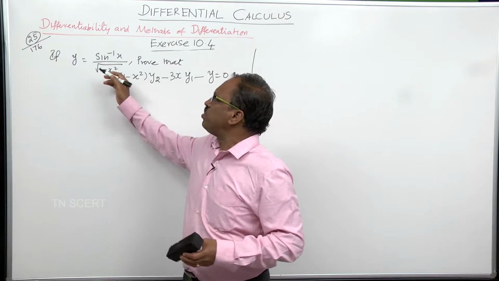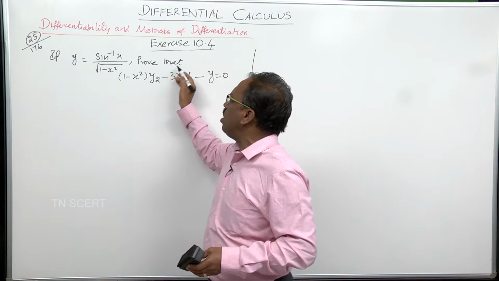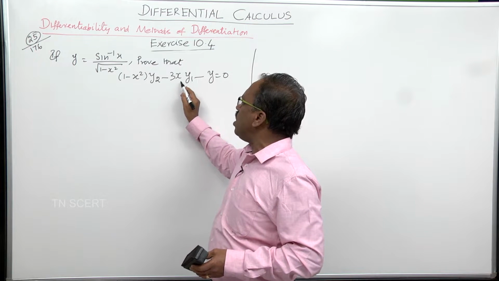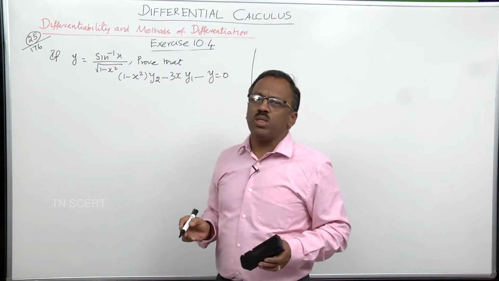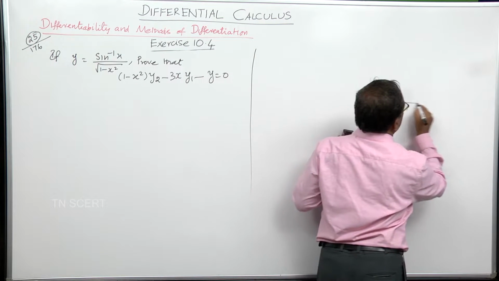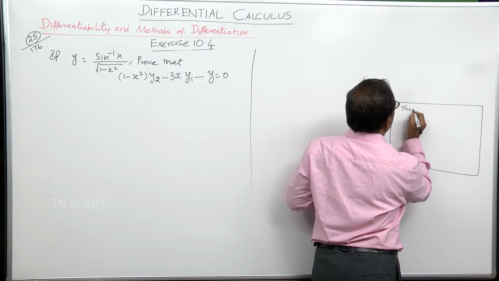Here, y is equal to sin inverse of root of 1 minus x square. Prove that (1 minus x square) y2 minus 3 x y1 minus y is equal to 0. For successive differentiation, you should first know what successive is.